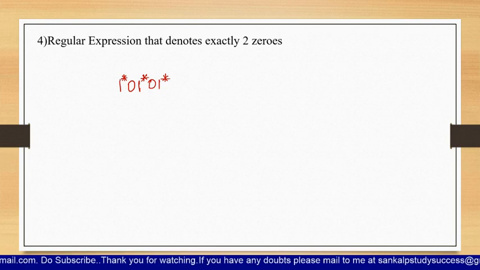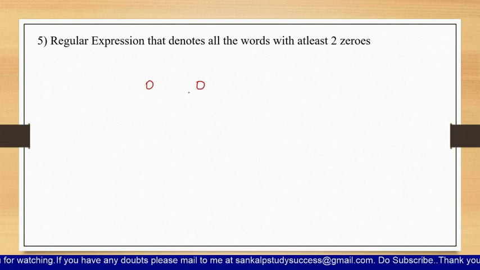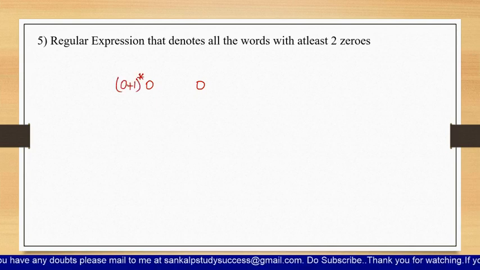What if it is at least 2 zeros? Now let us solve the regular expression that denotes all the words with at least 2 zeros. At least 2 means you can have 2 zeros or more than 2 zeros as well, but you should have 2 zeros for sure. We are keeping 2 zeros. Then before this 0, you can have any combination of zeros and ones, that is (0+1)*. You can have 2 zeros or more than 2 zeros because it is at least, not exactly. So after this 0 also you can have any number of combinations of zeros and ones.